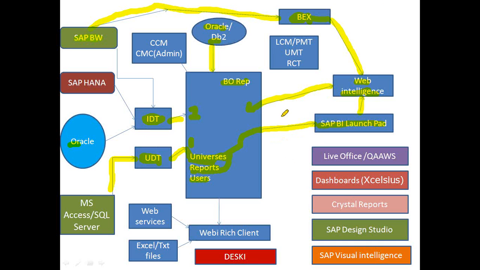Okay. So coming to another report, Web Intelligence is one of the reporting tools. In Business Objects, we have multiple reporting tools. Another tool is the Web Rich Client tool, which is a client-based tool. A Web Intelligence report you can access through the BI Launchpad through Internet Explorer.